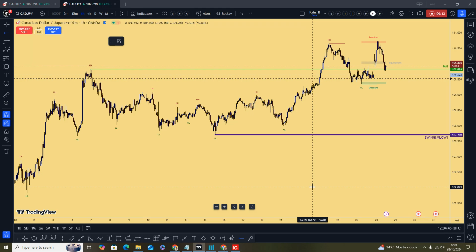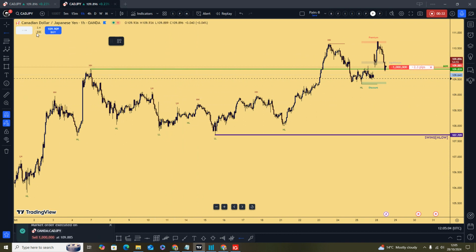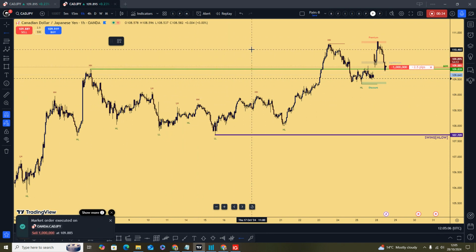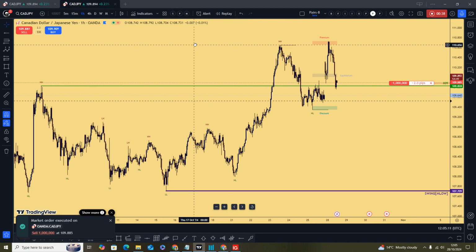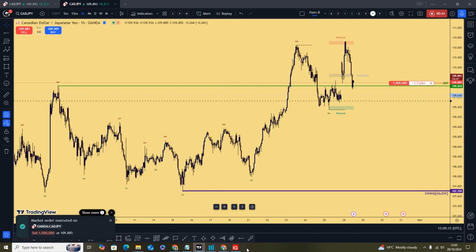We are looking at the Canadian dollar Japanese yen. My analysis is starting from the 1 hour chart. We want to sell, go 4 seconds before the close of the candle, and we're going to take a short here. Okay, and I'm going to explain that in a minute. But before we do that, I just want to analyze this chart quickly.